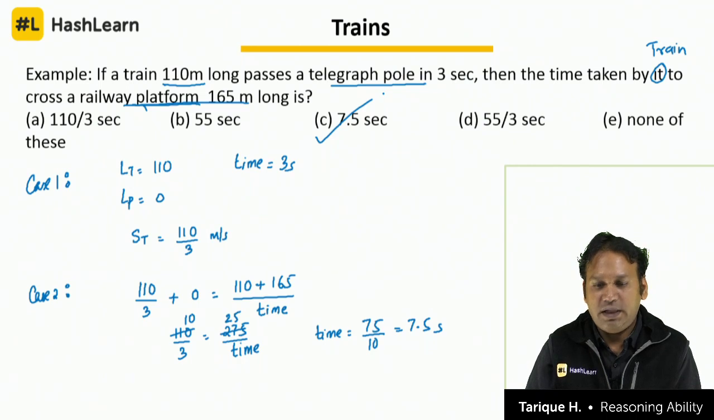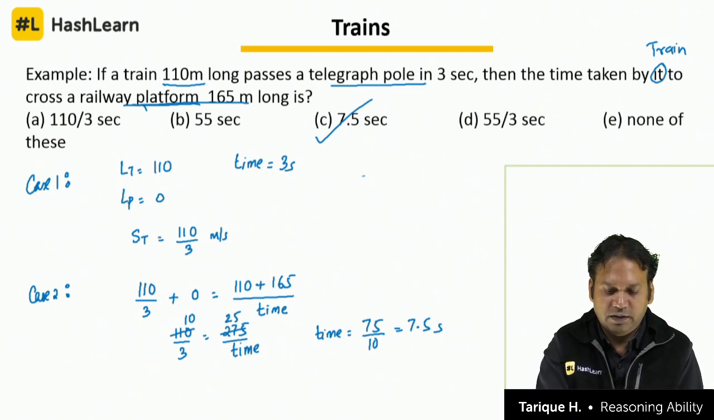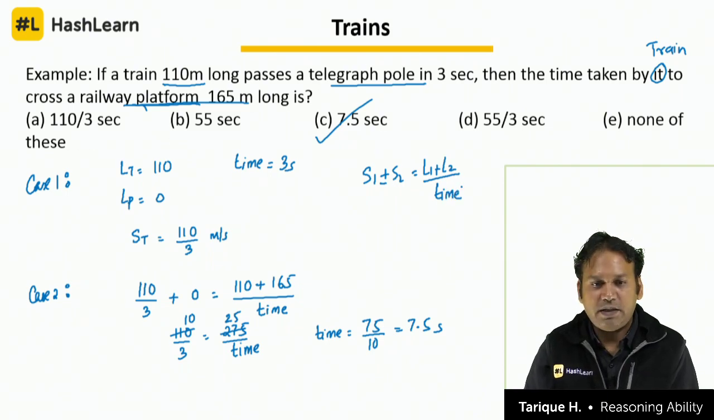So now we will see the next example from trains. How do we apply the formula S1 plus minus S2 is equal to L1 plus L2 by time? How do we use this formula? Let us see the next question.